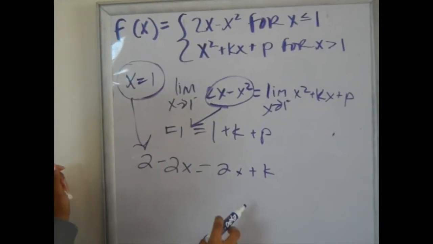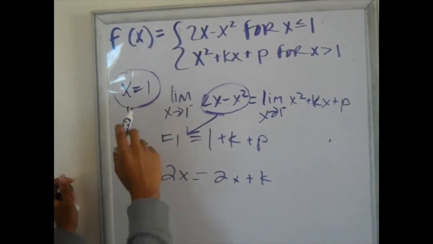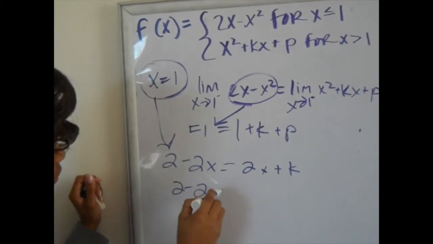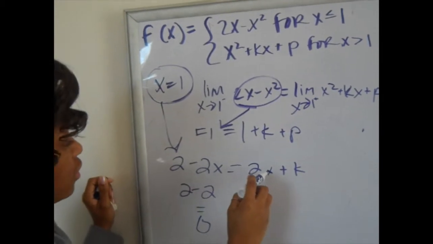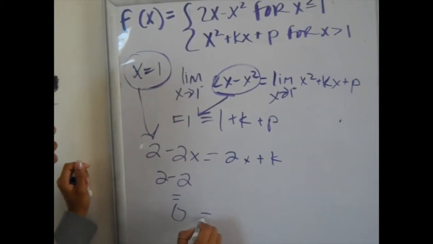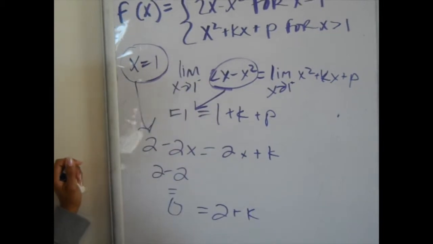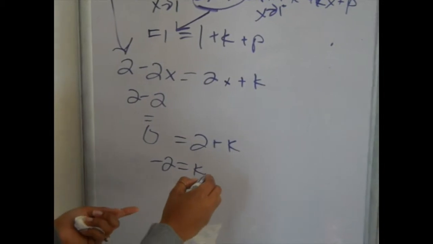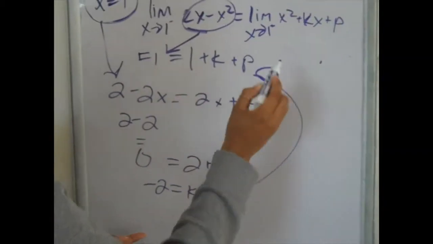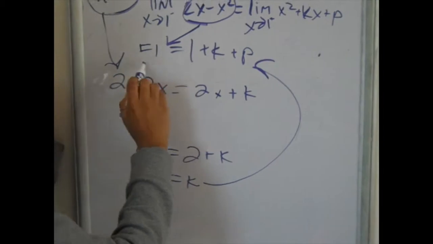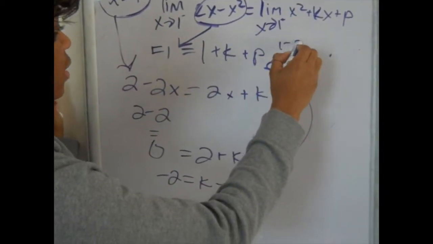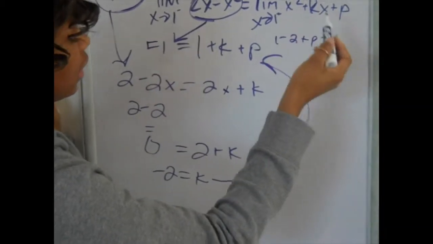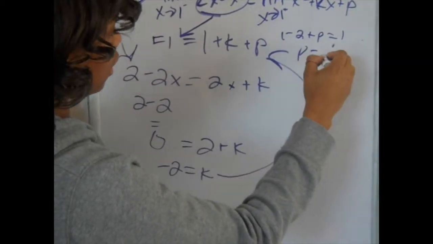Okay. And so these should equal, so you just plug in that 1, and then you get 2 minus 2 times 1, which is 0, and then you get 2 times 1 plus k, which equals 2 plus k. And so to solve for k, we would get negative 2 equals k. And then you can plug all that back in to find what p is. Since all this equals 1, you get 1 minus 2 plus p equals 1. And then you subtract your 1 and add 2, so you get p equals 2.